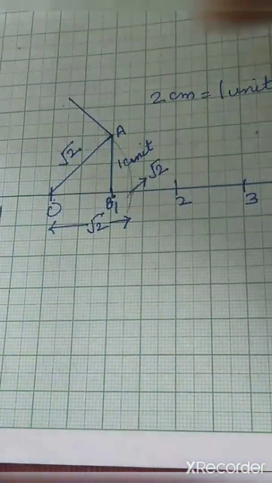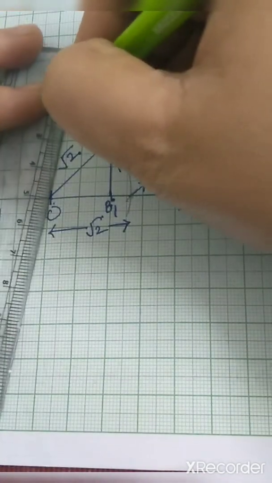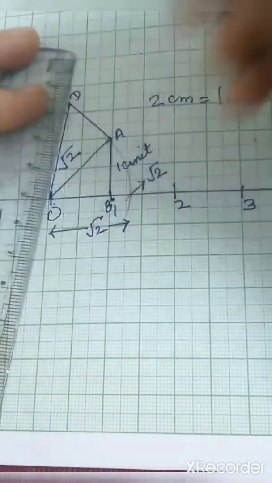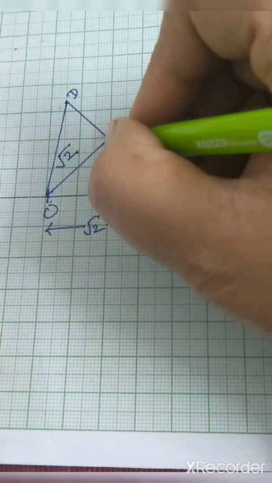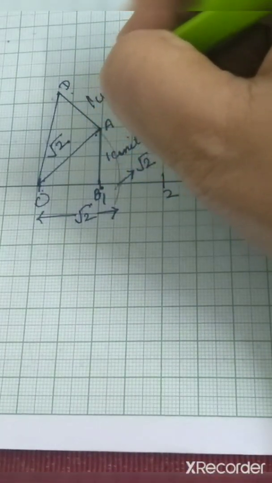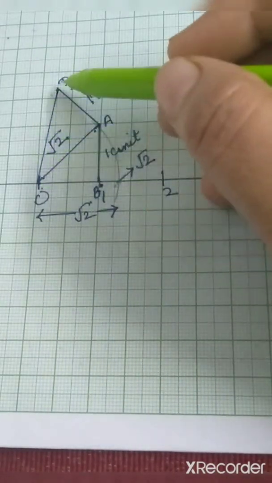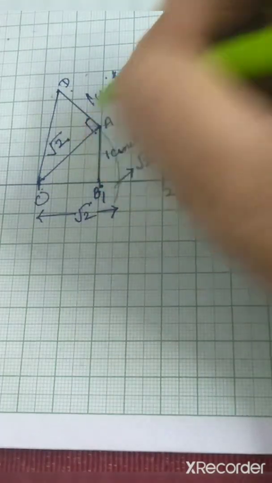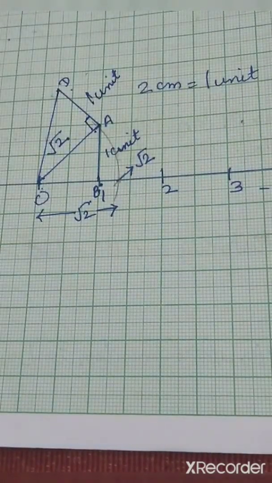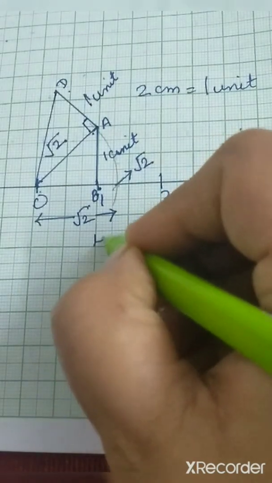Okay, let this be point D. We will join O to D. Now see, OA is root 2, AD is 1 unit. What will be the length of OD? Again it is a right angle triangle, so using the Pythagoras theorem we will find out the length of OD.